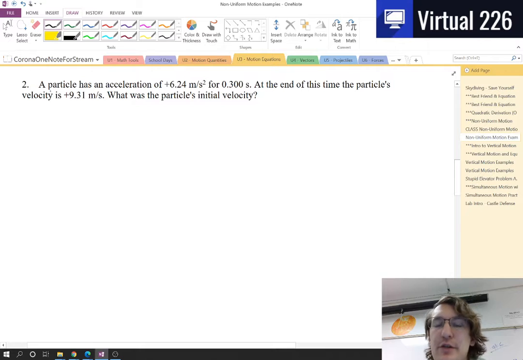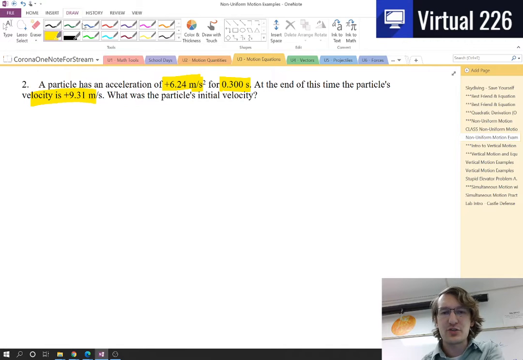Okay, so another C1 problem for Unit 3, non-uniform motion. This time what we have is a particle, so it's a thing, and it has an acceleration of 6.24 meters per second squared for 0.3 seconds. At the end of the acceleration time, the particle's velocity is positive 9.31. We want the initial velocity here.